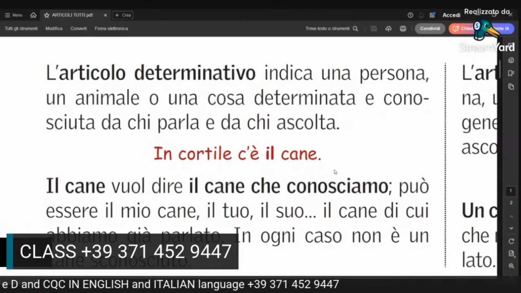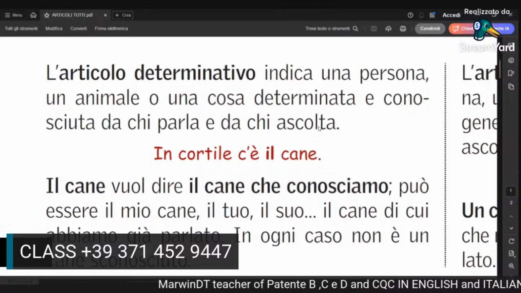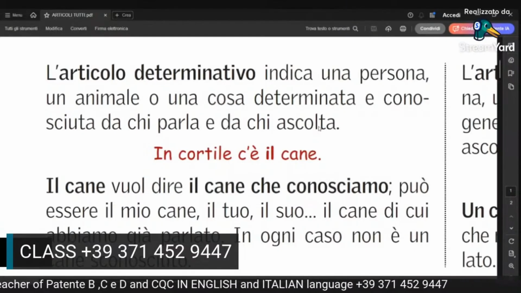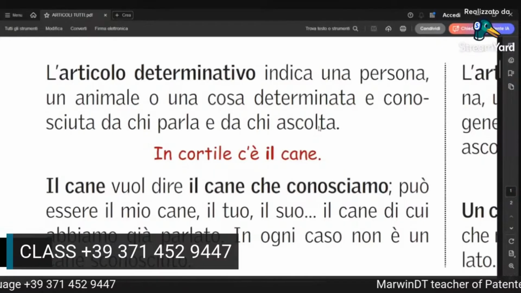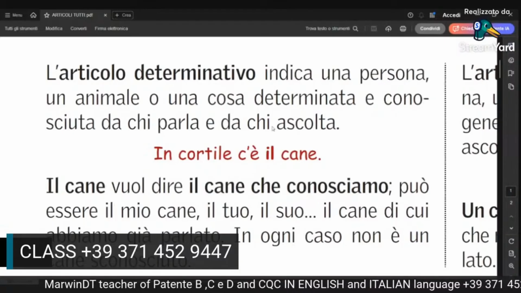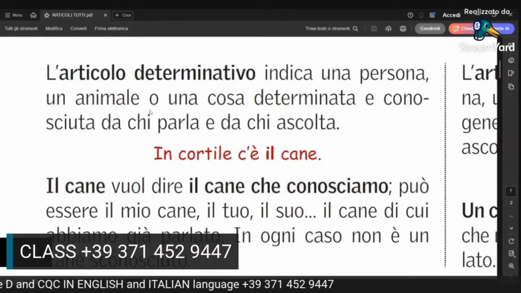Now we will be focusing on the articles. Now the articles are being used in order for you to refer to animals or things. Okay, so we have two different kinds of articles. The first article is called l'articolo determinativo.